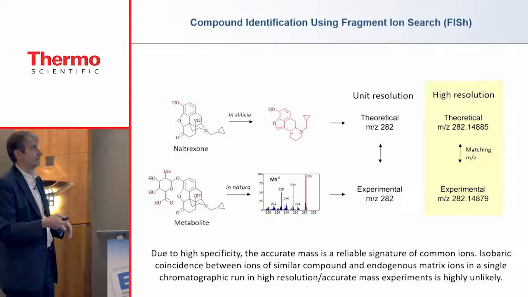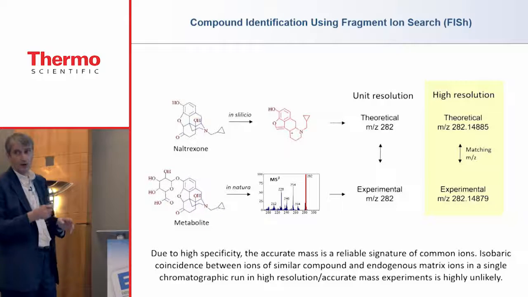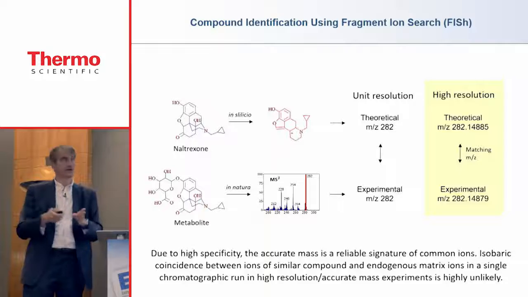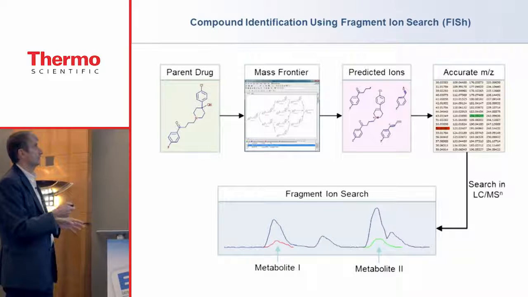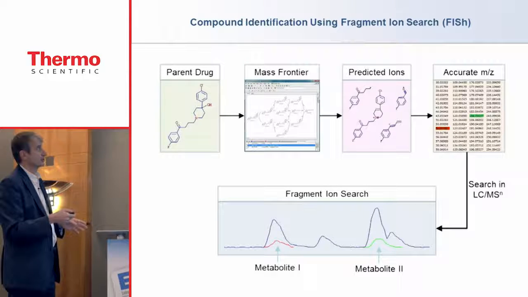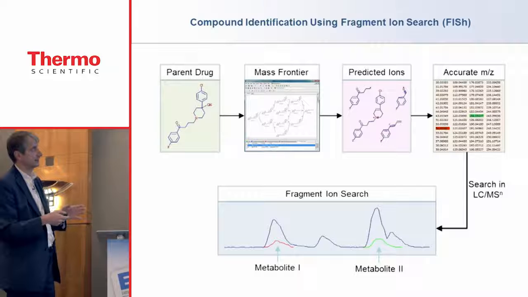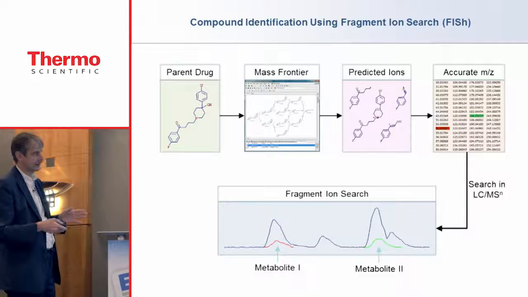So if we identify this peak 282 in our chromatograms, we can be sure it somehow is associated with the metabolite. So how it works, we take a parent drug, we generate fragments using Mass Frontier on the heuristic, using heuristic methods. Those are our predicted ions. Then we calculate MZ values, and then we search those MZ values in a chromatogram. So this is metabolite 1, metabolite 2.